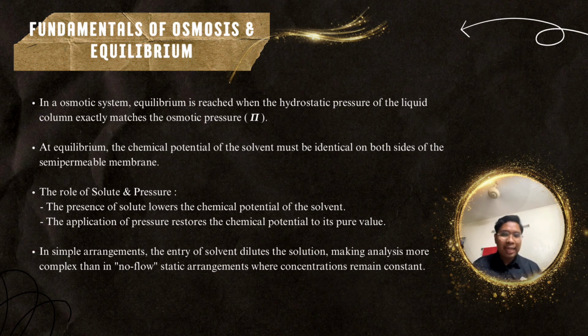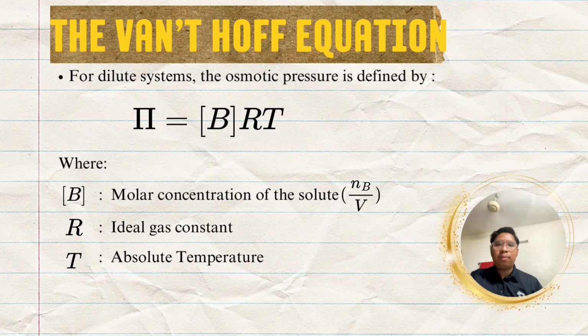In a simple arrangement, the entry of solvent dilutes the solution, making analysis more complex than in a no-flow static arrangement where concentration remains constant. So next, we move to the van 't Hoff equation. For a dilute system, the osmotic pressure is defined by the formula pi equals c_B RT. Pi is the osmotic pressure, c_B is the molar concentration of the solute, n_B over V, R is the ideal gas constant, while T is the absolute temperature.